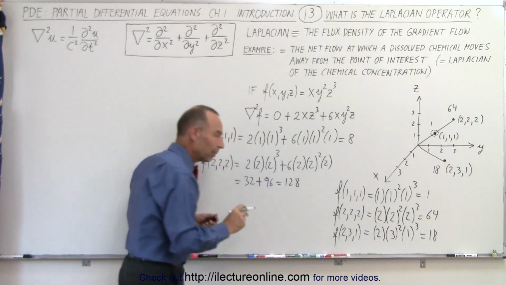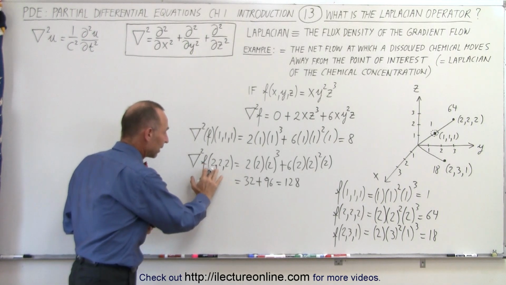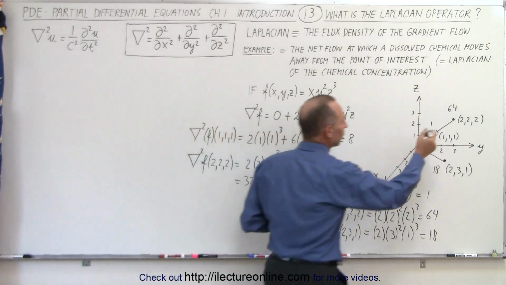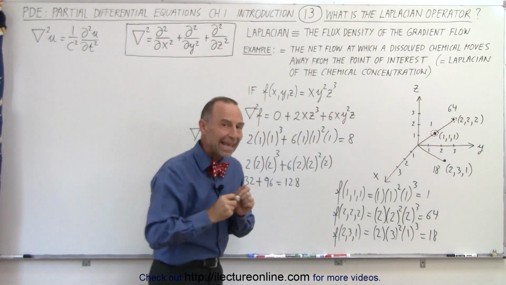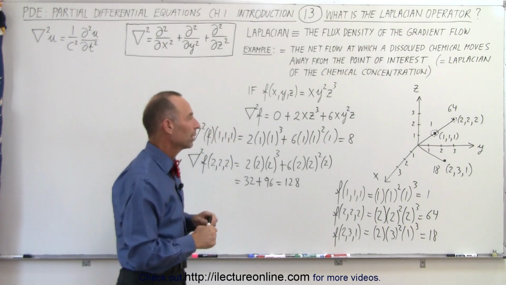So again, that's the Laplacian of the function at the point where x, y, and z are 2, 2, 2, and that means that if we draw a little sphere around that point, the average change in the gradient at that point is equal to 128.